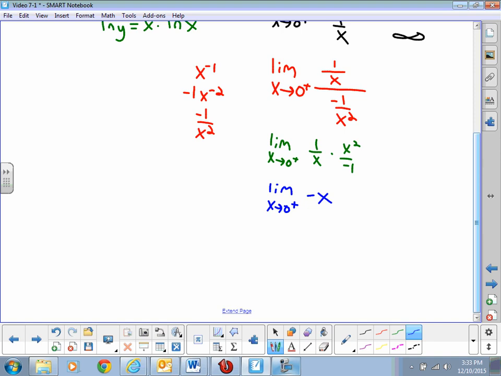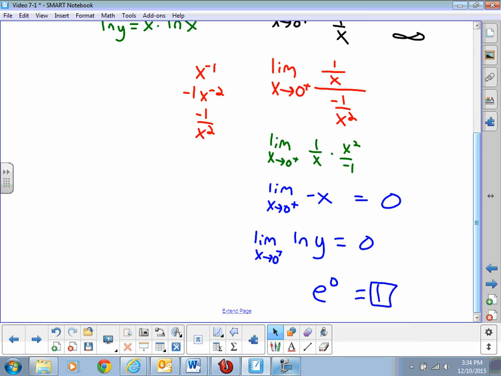Well, with negative x, as we go towards 0 from the right, that is just 0. So therefore, we know the limit as x approaches 0 from the right of natural log of y, natural log of our function, is 0. So we have to do e raised to that, so e to the 0, which really is just 1. So our limit of x to the x, as we're approaching 0, is just 1.